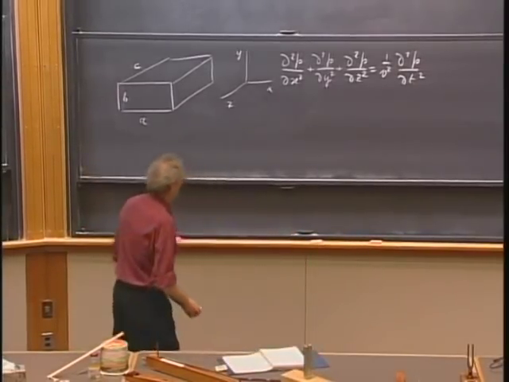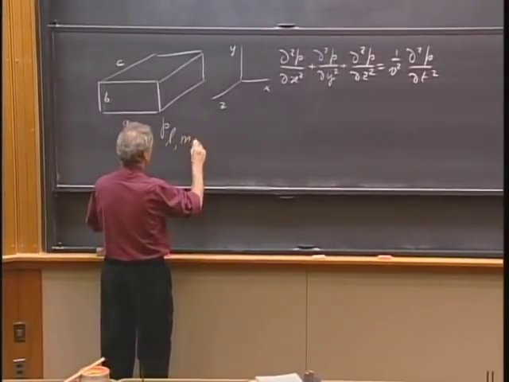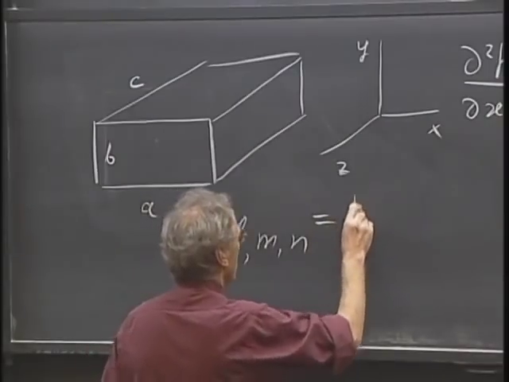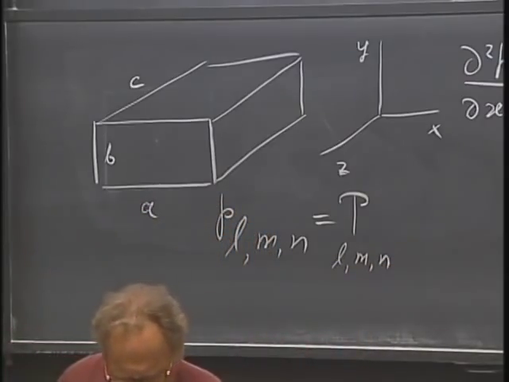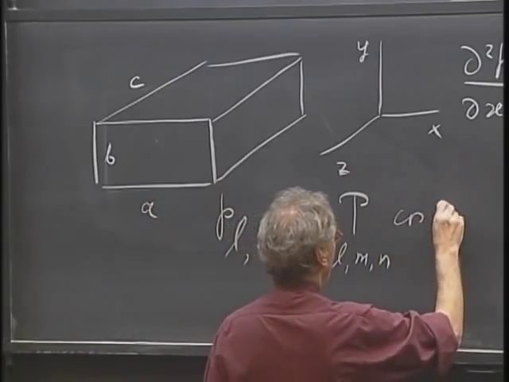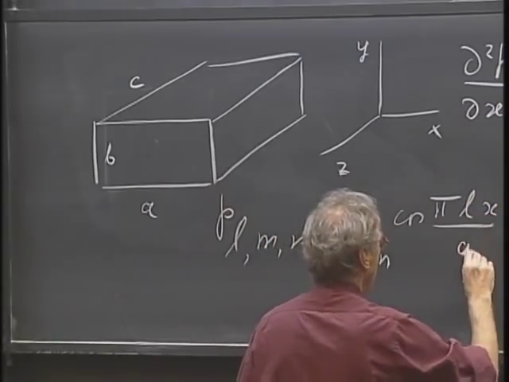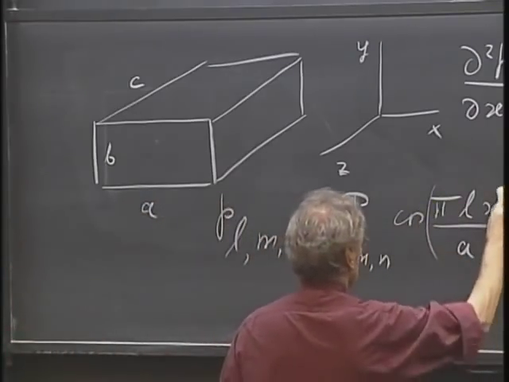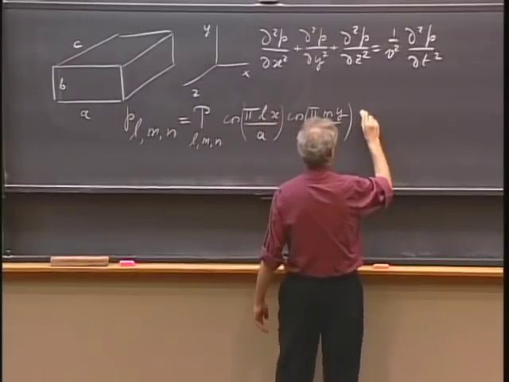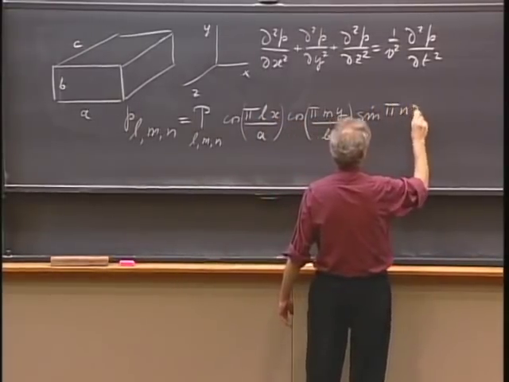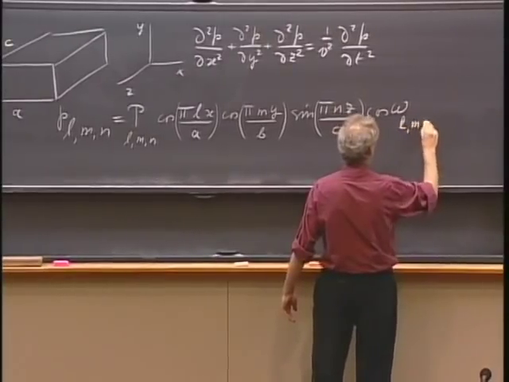And so the solution for the pressure, in terms now of three quantum numbers, L as in lion, M as in Mary, N as in Nancy, has some kind of an amplitude which can be chosen differently for the different modes, so I give them the index L, M, N. Then you get the cosine of pi times L times x divided by a, and the cosine of pi times M times y divided by b, and the sine of pi times N times z divided by c, and then the cosine of omega L M N times t.